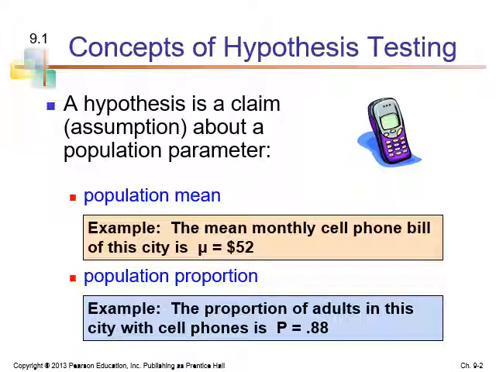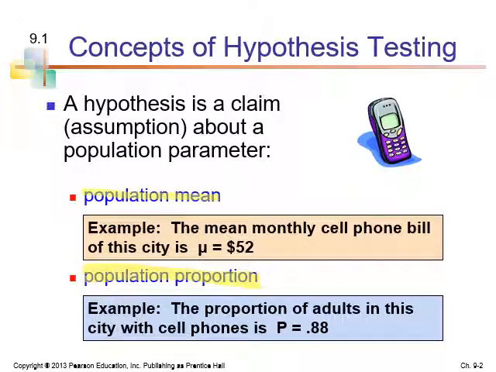As we know, the basic parameters are the mean, the proportion, or the standard deviation. Now, standard deviation is beyond our subject. So in this chapter, we will look at the population mean, and we will look at the population proportion.